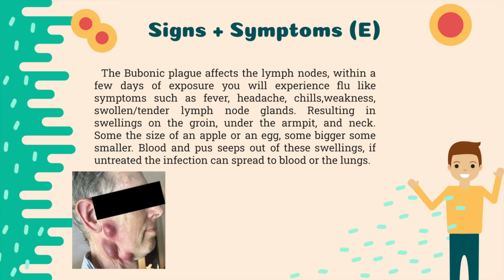These are the signs and symptoms. The bubonic plague affects the lymph nodes. Within a few days of exposure, you will experience flu-like symptoms such as fever, headache, chills, weakness, swollen or tender lymph node glands, resulting in swellings on the groin, under the armpit, and neck. Some get to the size of an apple or an egg, some bigger, some smaller. Blood and pus seeps out of these swellings. If untreated, the infection can spread to blood or the lungs.